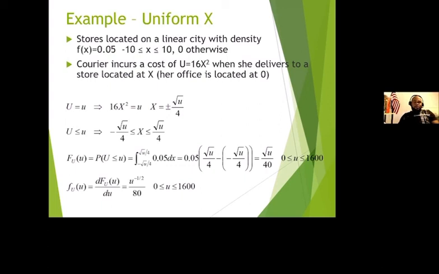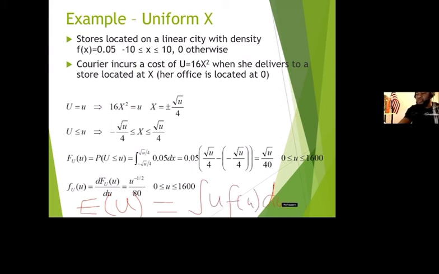Somebody said, I'm wondering how to get the mean with f of u. Okay, if you want to get the mean with f of u, of course, maybe you want to find the expected value of u, right? The expected value of u will be the integral of u f of u du. You're going to be making use of this. Have I answered the question? Because if you want to get anything that has to do with cost, you're actually going to be making use of the new probability function you just derived.